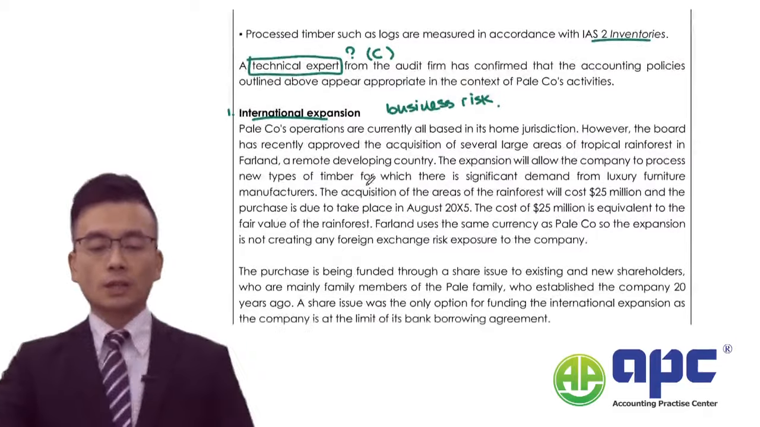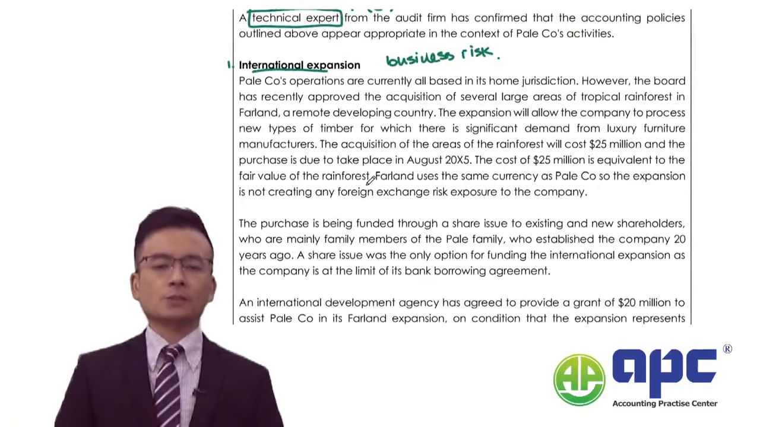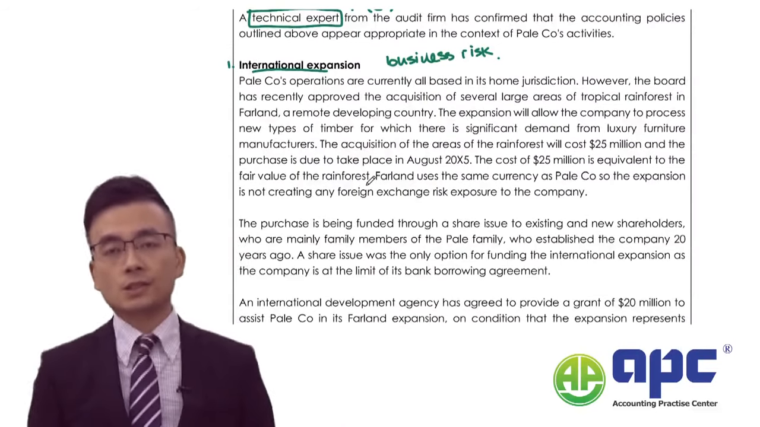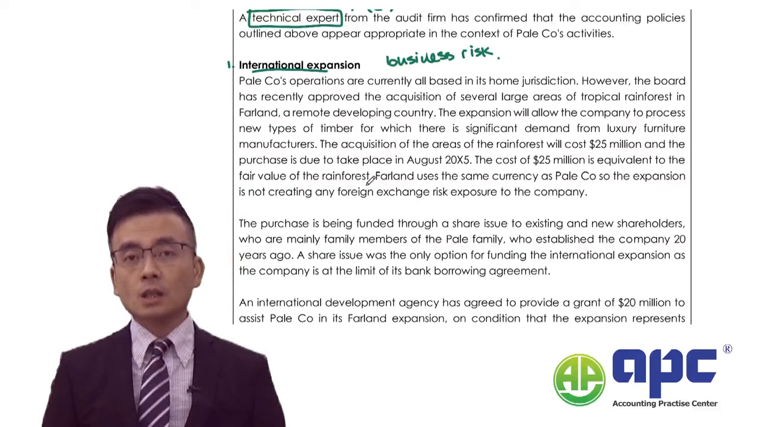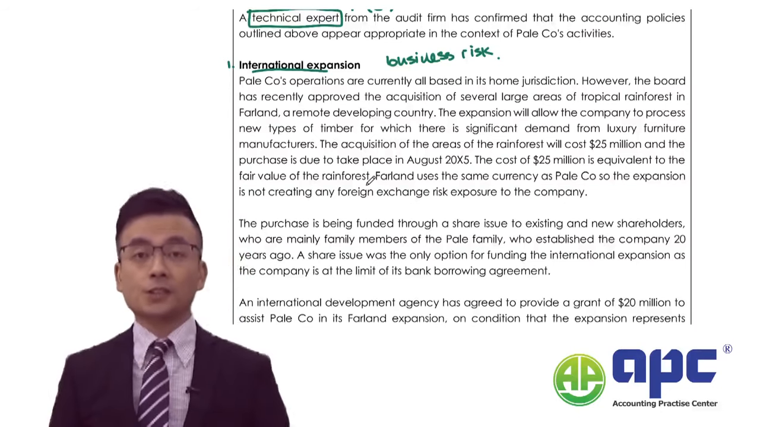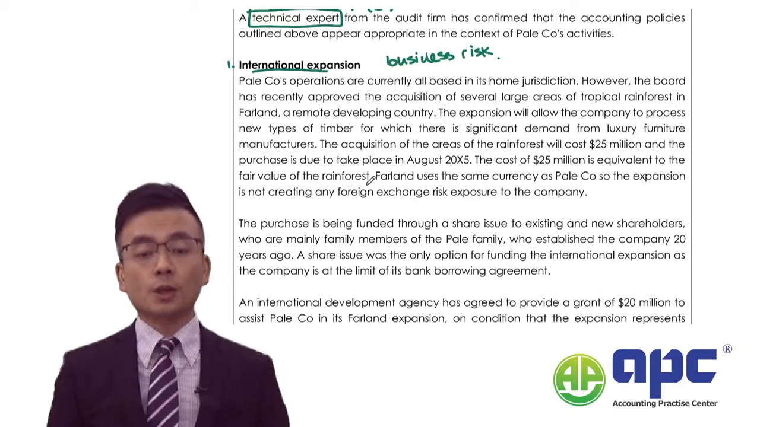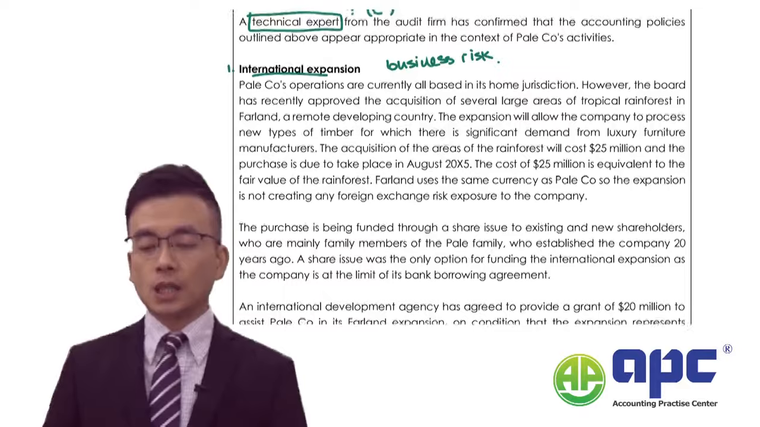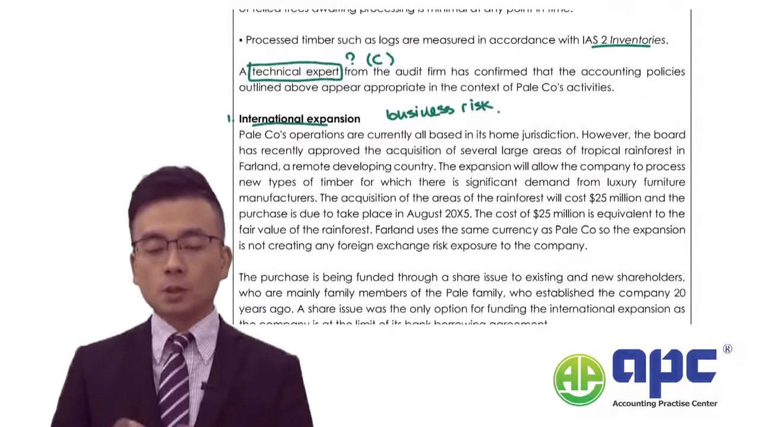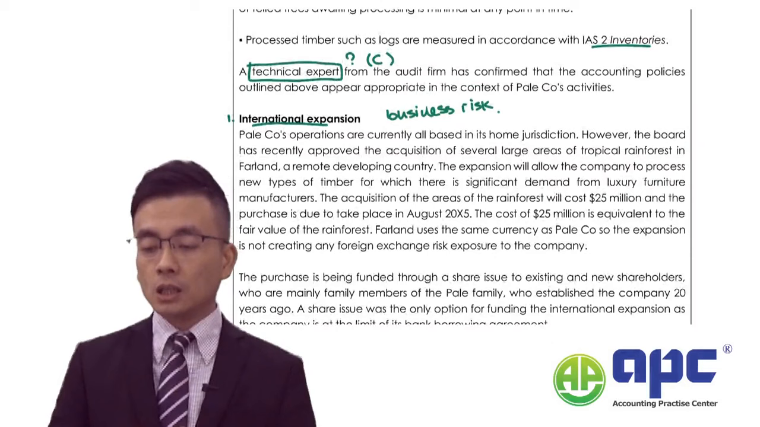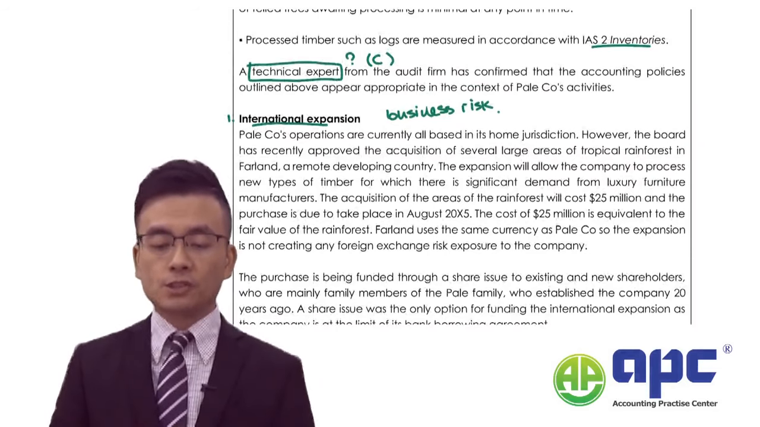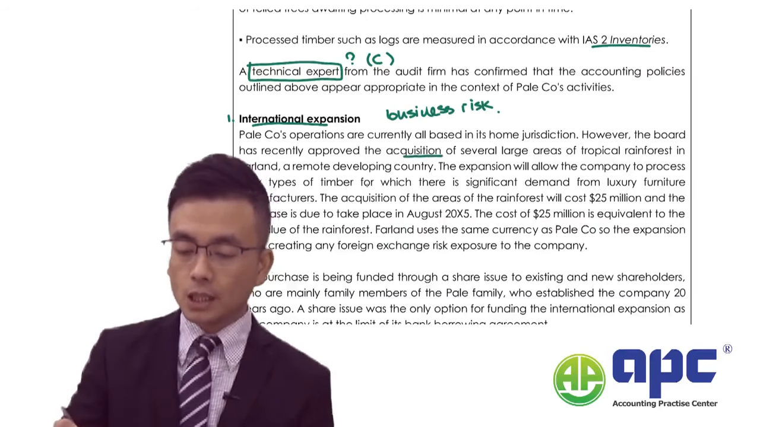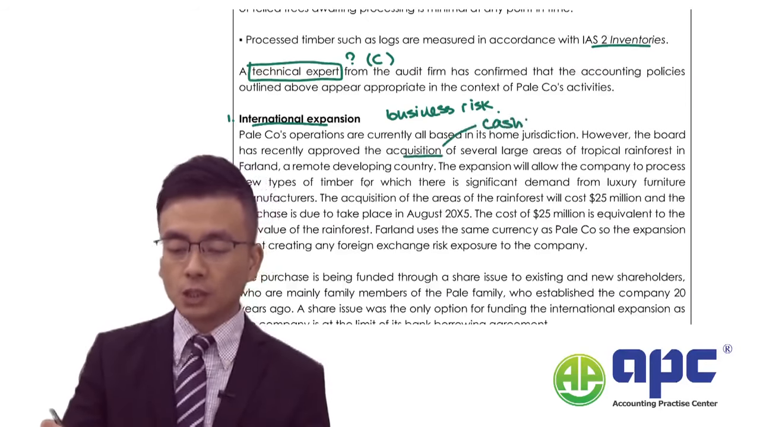And why are you going to be understanding this? Because that's the requirement according to ISA 315, identifying and assessing the risks of material misstatement. So what you need to do is to understand the client's company and its operating environment. So first of all, it's the international expansion. Pelco's operations are currently based in its home jurisdiction. However, the board approved the acquisition of several large tropical rainforests in Finland. It seems that it needs cash and damages your liquidity.